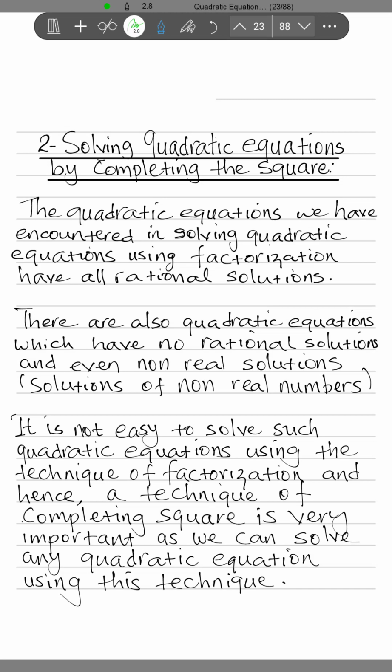But now we have another technique of solving quadratic equations, which is the completing the square technique. Completing the square is an important technique, and it can solve any kind of quadratic equation. Even the general formula for quadratic equations is derived from this technique of completing the square.